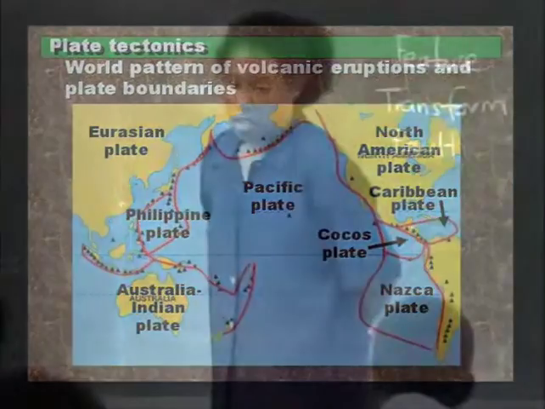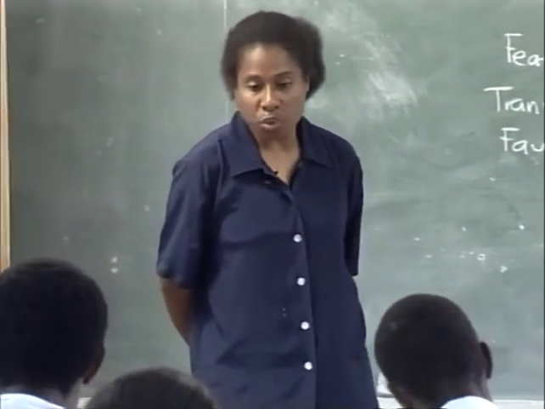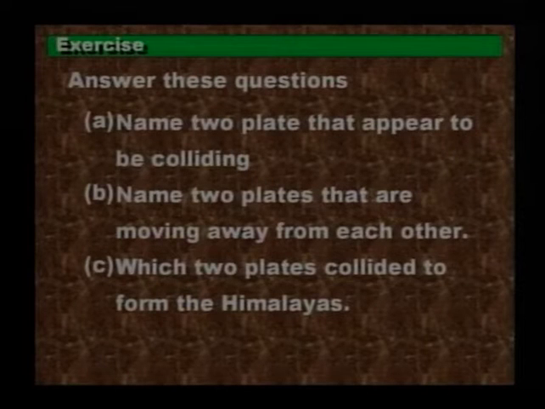Using the plate tectonic maps that you have been issued with, I would like you to do the following activities. A, I'd like you to name at least a couple of plates that appear to be colliding or moving towards each other. B, I'd like you to list or name at least a couple of tectonic plates that are moving away from each other or diverging. And the third activity, referring to your maps of the tectonic plates, identify which two plates collided to form the Himalayas.